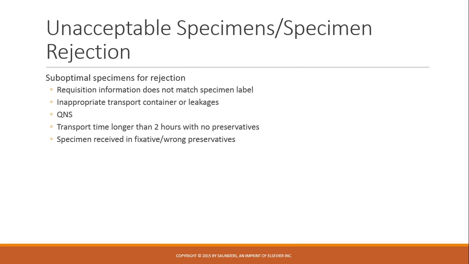So unacceptable specimens and specimen rejection. How do we handle it? What do we do? Okay, so suboptimal specimens would be collecting a sample that doesn't match your request. So if you get a feces sample and you have a urine culture order, obviously the samples don't coincide. So you need to call someone and find out what the deal is. Inappropriate transport container or leakages. If the urine has leaked all into the bag because they didn't secure the lid, you would reject it. Quantity not sufficient. For TB cultures, you need like 5 mils of sputum, and so commonly samples will be rejected because there's not enough sample. Or feces is another example. There's not enough.